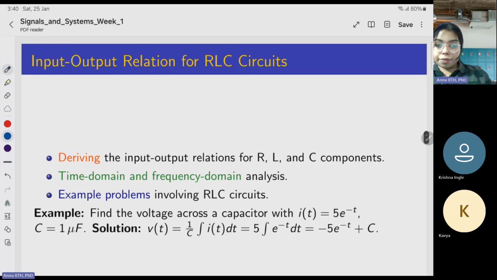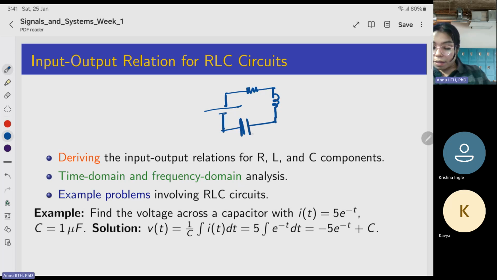Now the input-output relation for the RLC circuit. That also we should know. RLC means resistor, inductor and capacitor. Suppose you have one battery. This is the resistor, this is the inductor, this is the capacitor. So this is C, this is L, this is R. Whenever we need to calculate the current across this inductor, we need to know the formula.